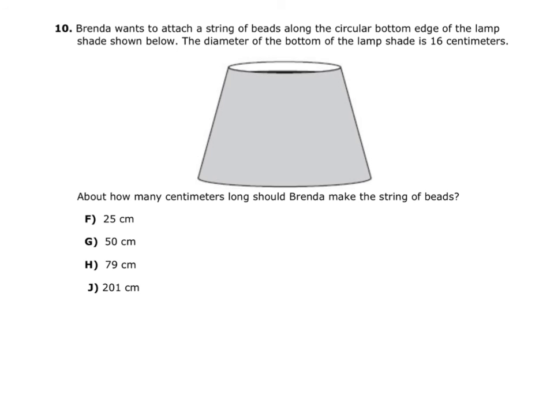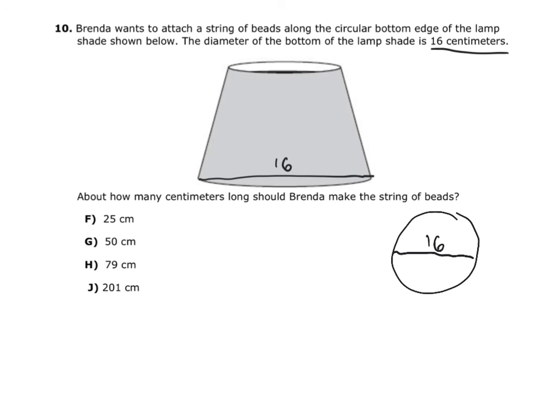And number 10, Brenda wants to attach a string of beads along the circular bottom edge of the lampshade shown below. The diameter of the bottom of the lampshade is 16 centimeters. So the diameter down here is 16. That means from one side to the other is 16. Now, it's looking to go around the bottom edge of the lampshade. If we're going around the entire outside of the circle, that is our circumference. So we've got to remember our diameter is 16, but we're looking for the outside edge, which is circumference.